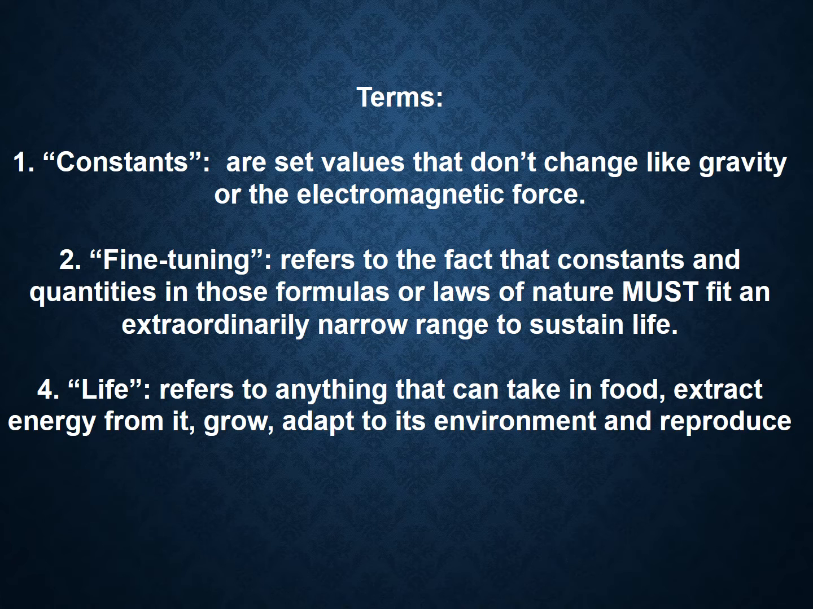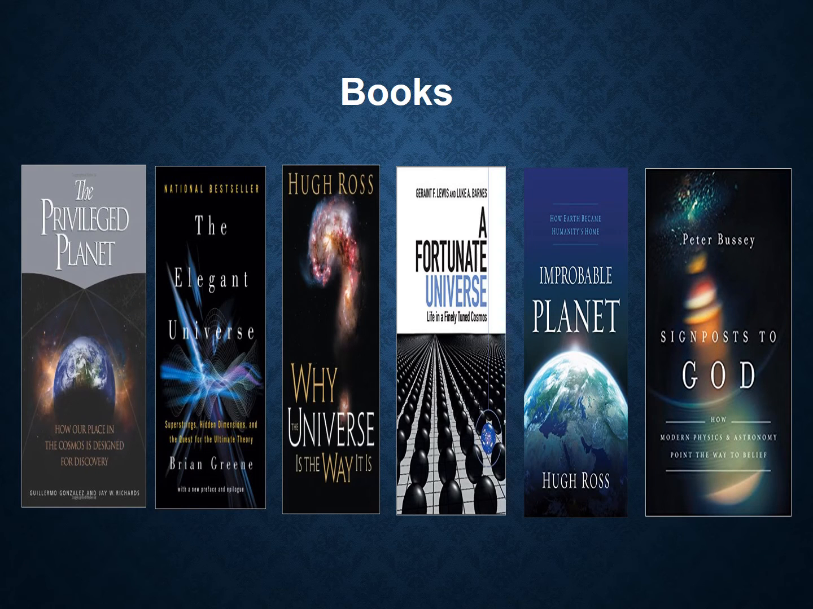So the fine-tuning argument has been heavily debated. There have been plenty of books written on this issue. We know that some of these books are right here. You can go deeper into it right here. Some of the most current books are the ones on the far right: The Fortunate Universe by Luke Barnes, Improbable Planet, which talks more about the fine-tuning of the planet, the kind of planet you have to have to get life going, and of course Signpost to God by Peter Bussey.